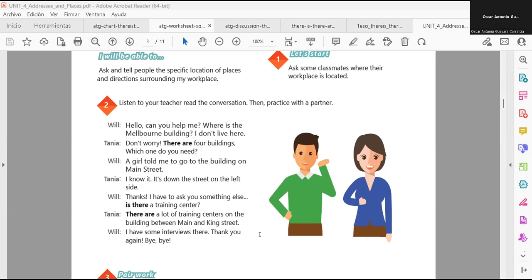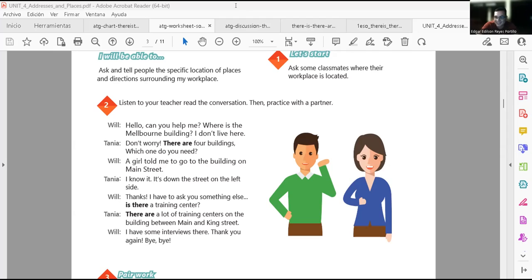Okay. Hello, can you help me? We need to find Melbourne building. Don't worry, there are four buildings. Which one do you need? I need to go to the building on Main Street. I know it. It's down the street on the left side. Thanks. I have to ask you something else. Is there a training center? There are a lot of training centers on the building between Main and King Street. I have some interviews. Thank you again. Bye-bye. See you.